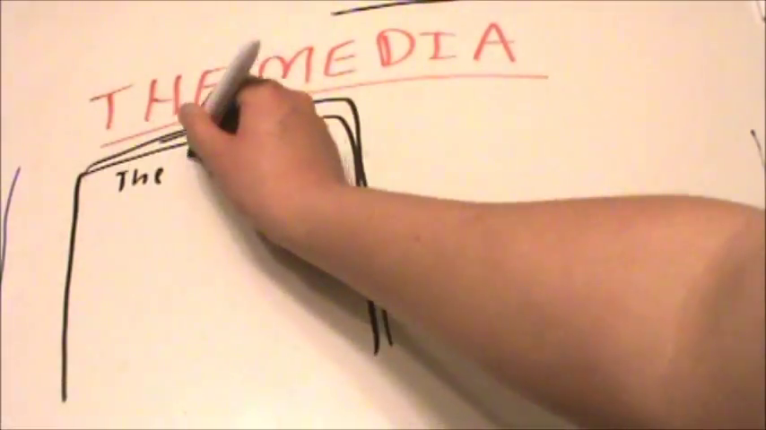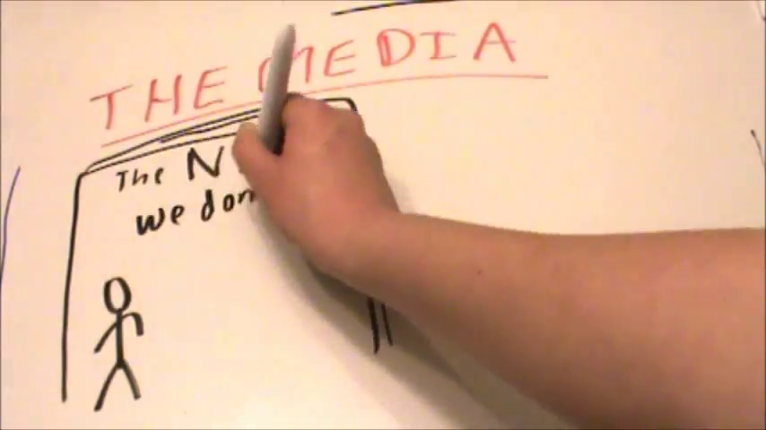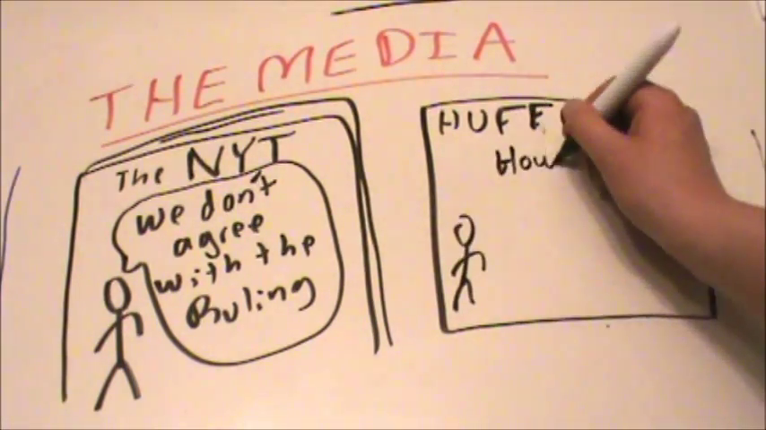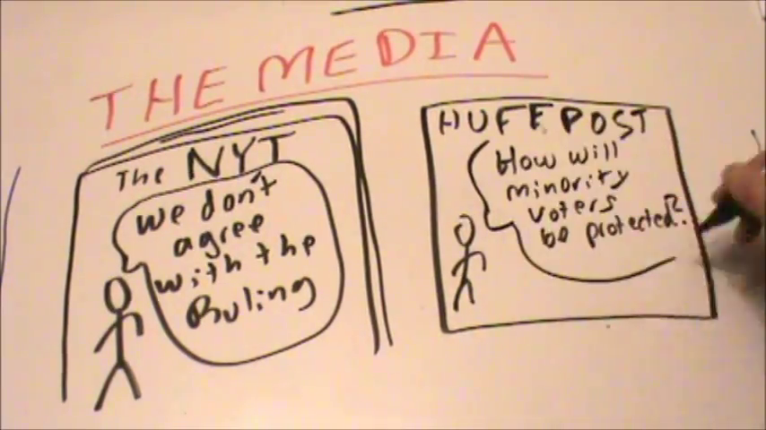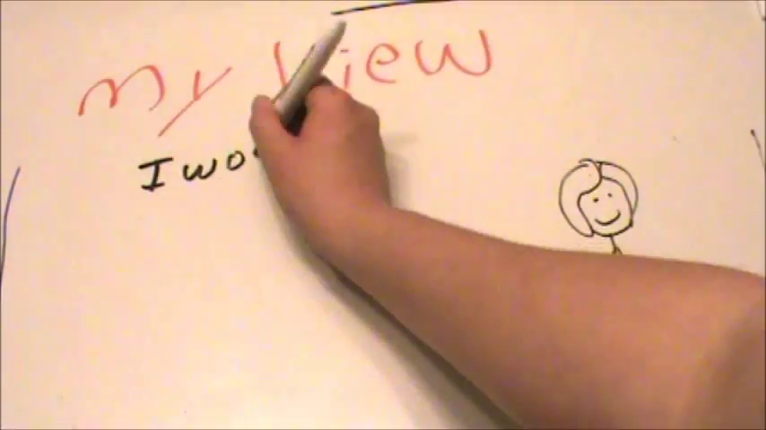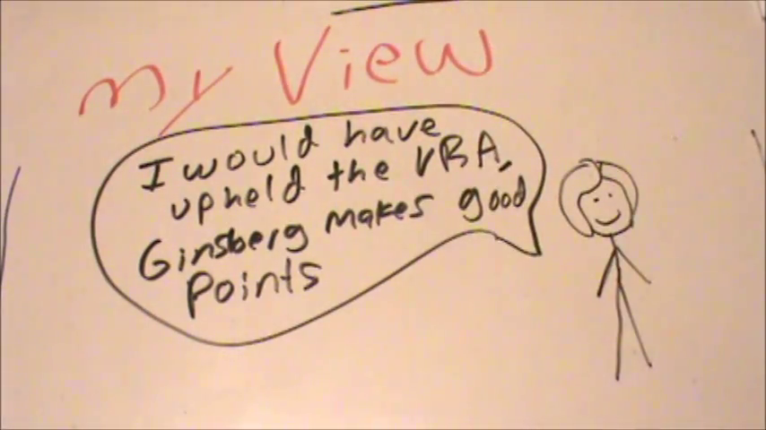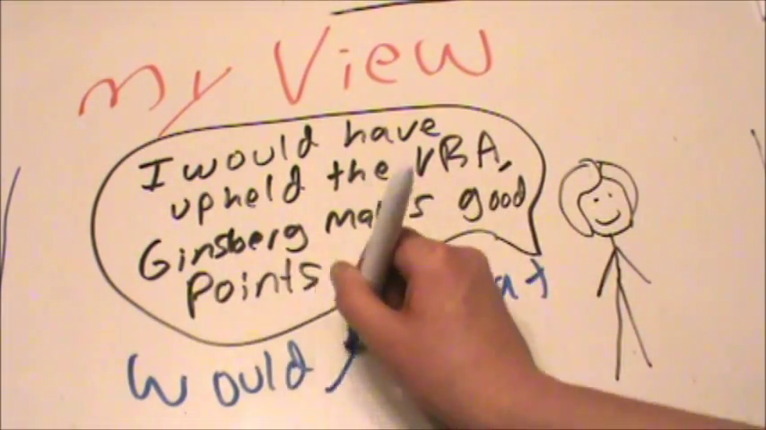Some media response to this included the New York Times saying that they didn't agree with the ruling, and the Huffington Post saying that they don't understand how minority voters will be protected now. I would have upheld Section 4 of the Voting Rights Act because it is still doing a lot of good, and Ginsburg makes some very good points about it.